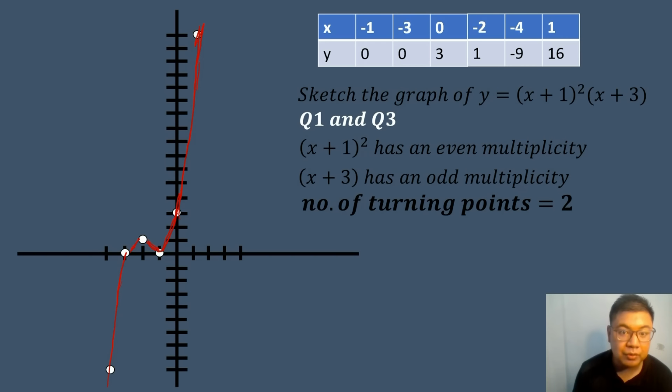Then after that, going to the next point, this will be the sketch of the graph of our polynomial function. And as you can see, we have two bends. So the first bend, and then this one will be the second bend.